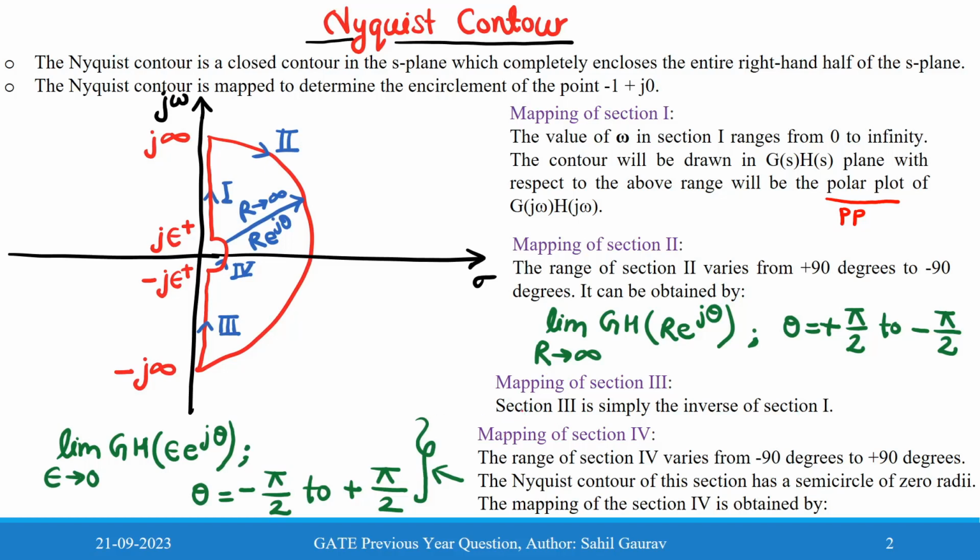Now we will do the mapping of section 3. From the Nyquist contour we can see that section 3 is just the inverse of section 1. As in section 1 we mapped by making the polar plot, for section 3 we will do the mapping by making the inverse polar plot.